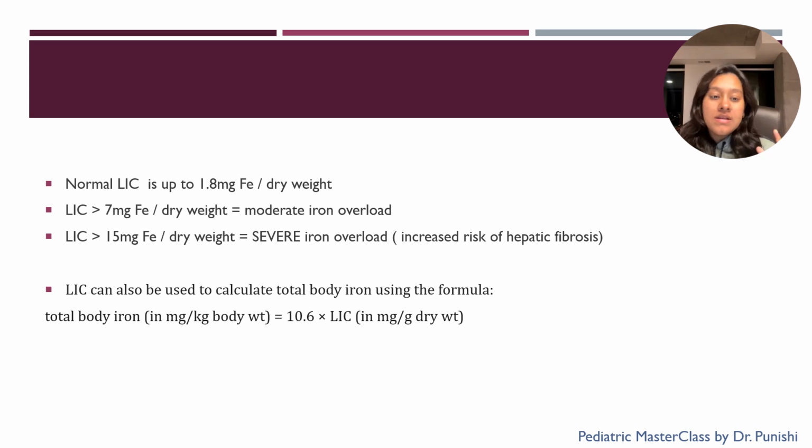So what is the normal liver iron concentration? So the normal LIC is up to 1.8 milligrams of iron per gram dry weight of the liver. When the LIC crosses 7, it refers to as moderate iron overload. And when the liver iron concentration is more than 15 mg per gram dry weight, it refers to severe iron overload, which has a strong association with hepatic fibrosis. And this liver iron concentration can also be used to calculate the total amount of iron in the body with this formula.